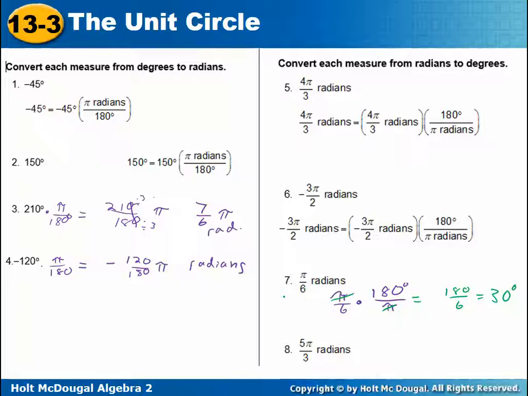This is one to memorize, that pi over 6 radians is equal to 30 degrees. We see this one all the time. And it's nice to start to memorize the conversions in your head so that when you see it in radians, you can think degrees or vice versa.